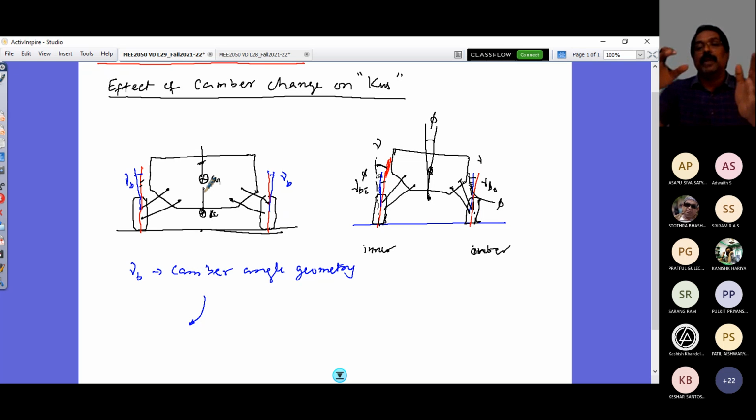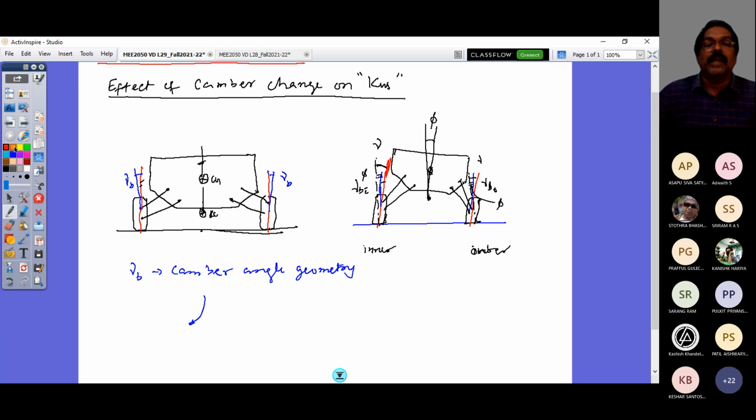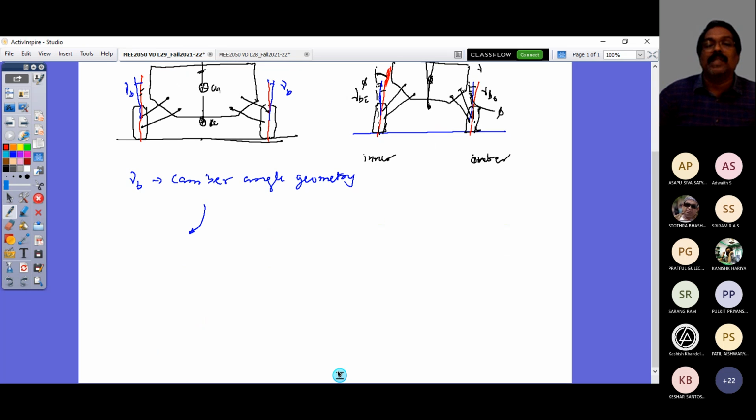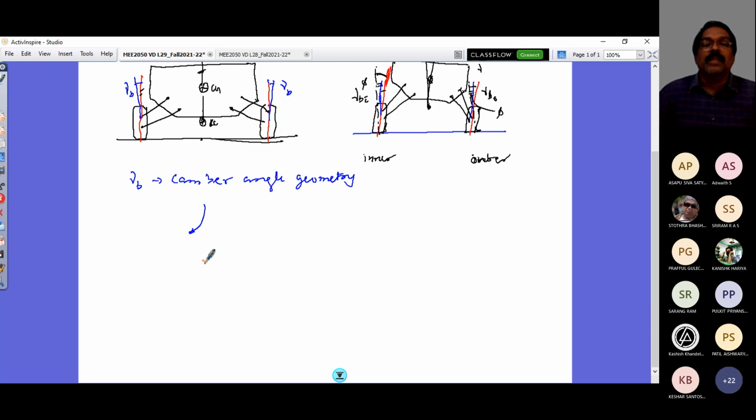Then the sprung mass rolls with respect to the unsprung mass about the roll center, and that roll is going to influence the total camber angle of your wheels. Now this camber angle would generate a force called camber thrust, which is an additive force to the slip force due to slip angle.